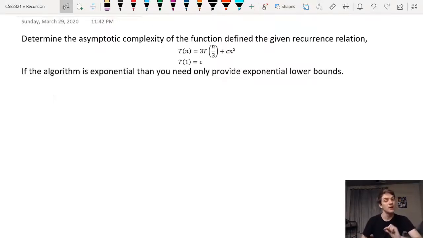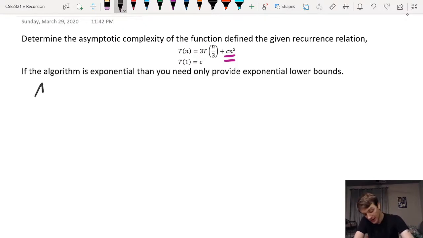Hello everyone. We have another problem we're going to try to analyze using recursion trees, and we're just going to jump right into it. So first thing, identify the additional cost. Here the additional cost is cn squared, different than the previous problems we've seen. So we want to analyze this problem using a recursion tree.